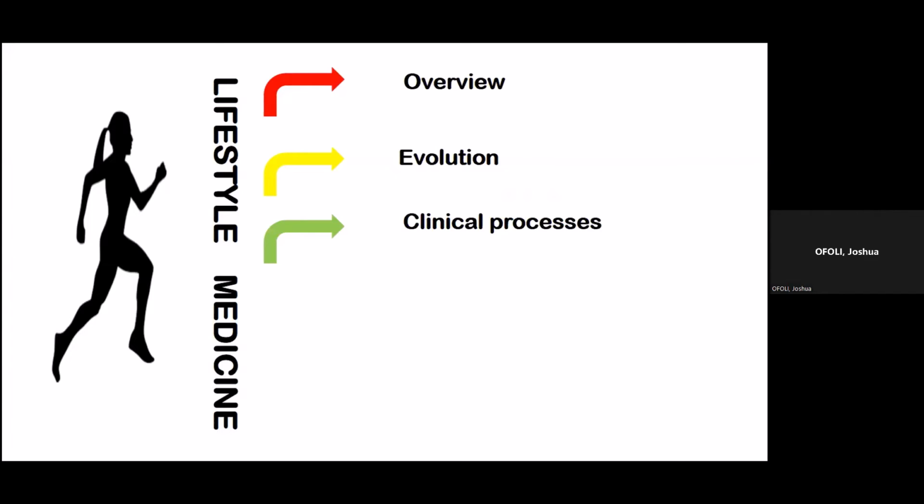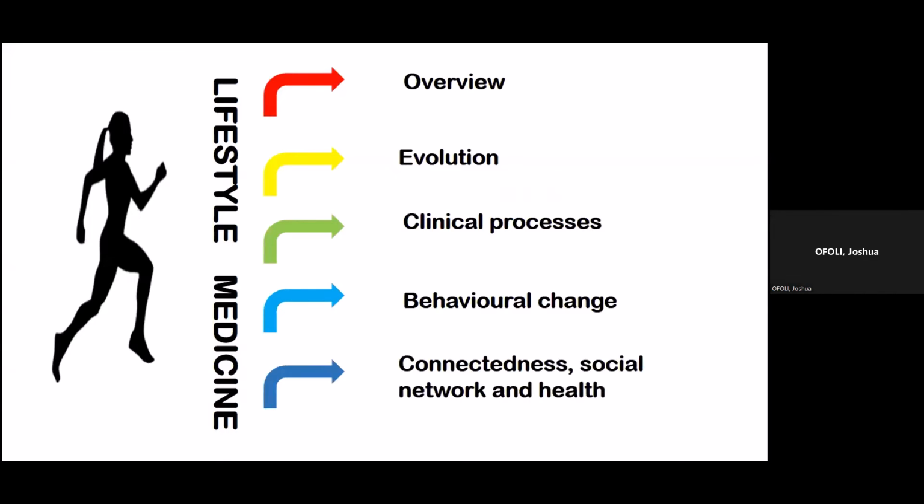Good afternoon, class. I'll be taking you on lifestyle medicine briefly this afternoon. Lifestyle medicine is a very critical aspect of family medicine and is an evolving subspecialty in family medicine. For today, we want to concentrate on the following areas. We want to have an overview. We will look at the evolution of the subspecialty, clinical processes within the specialty, behavioral change in application of the principles of the specialties, and a core principle of connectedness, social network, and health.